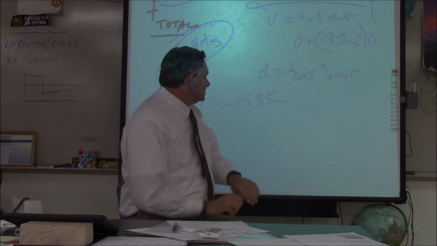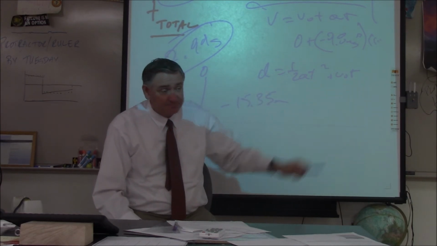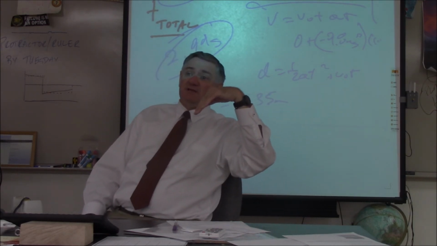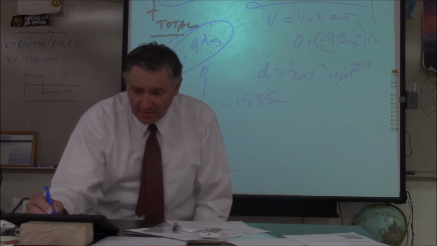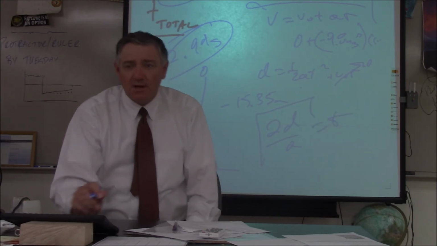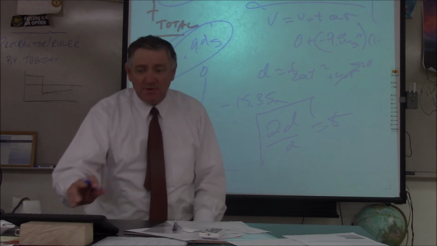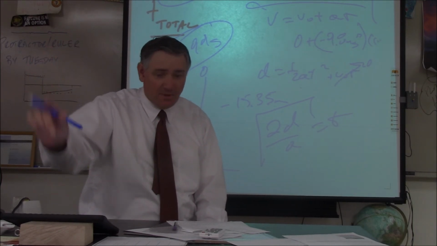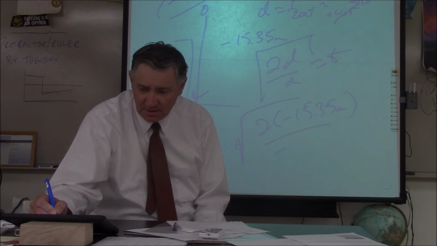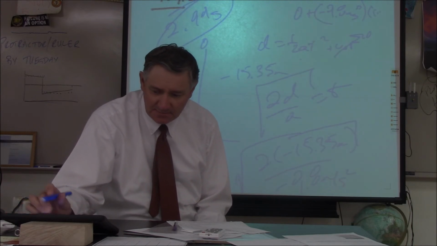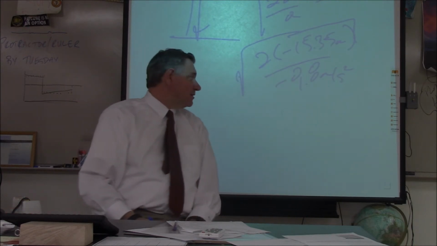I would have gone: distance equals 1/2 a t squared plus v naught t. On the way down, what's my initial velocity? 0. So this whole thing drops out. You get 2d over a, the square root of that, you get time. The beauty of this is that it's just one step. You go 2 times negative 15.35 meters divided by negative 9.8 meters per second squared, and you're still going to get that same time of 1.77 seconds.